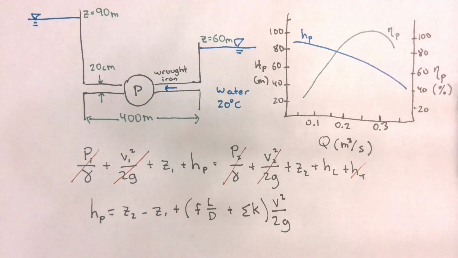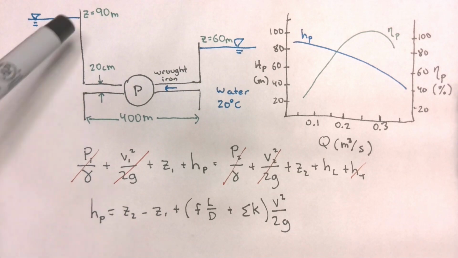Now we've got to deal with what we have and what we don't have. Do we have Z2? I got a quick question. Yeah, go ahead.